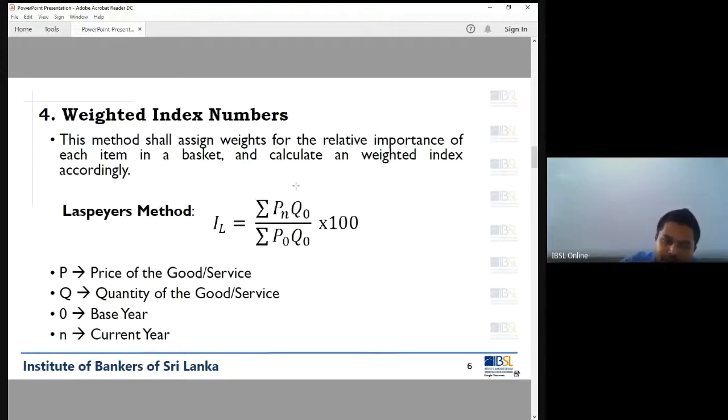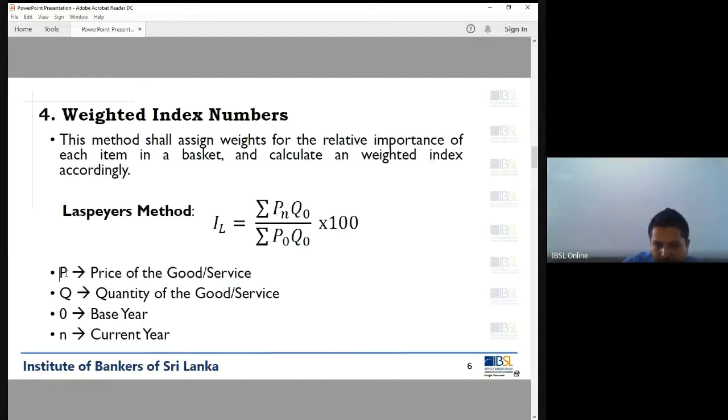If we look at the Laspeyres method's index value for a given year, this is what we are doing. We take the sum product of the prices and quantities of a number of items in a given year, and divide by the same in the base year, or the starting year's sum product of prices and quantities. The difference between these two is Pn and P0, if you look carefully. Let's see what these P's, Q0s and N's are.